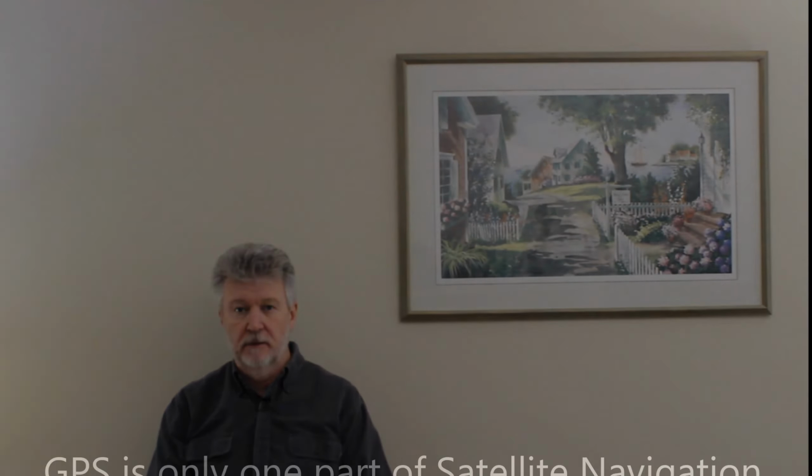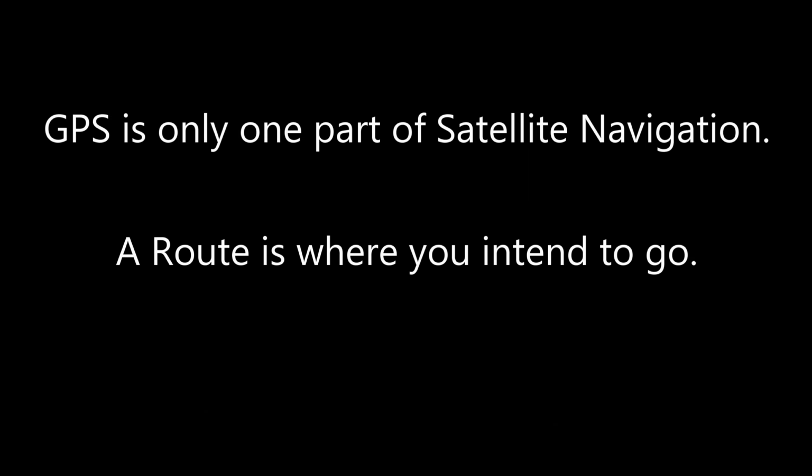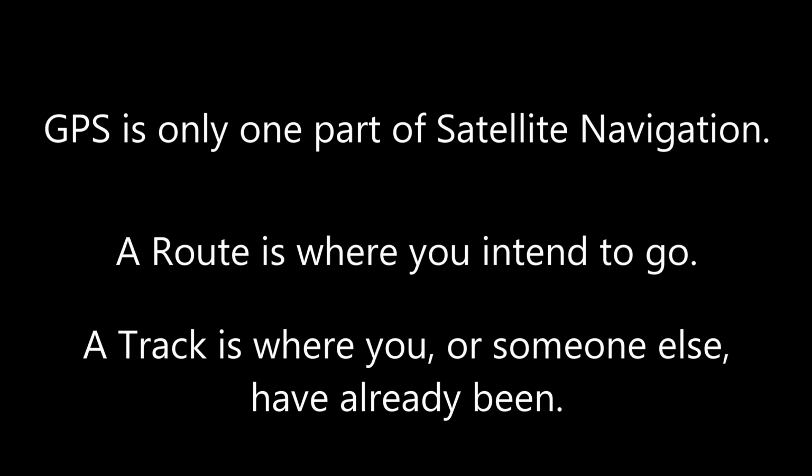It took a while, but I think I've figured it out. For me, it helps to keep 3 key points in mind. GPS is only one part of satellite navigation. A route, or route, is where you intend to go. A track is where you, or someone else, have already been. I'm certainly not an expert, but if you'll bear with me, I'll explain.